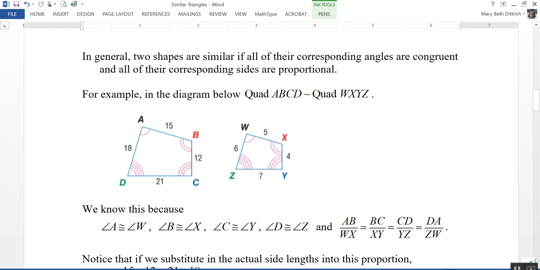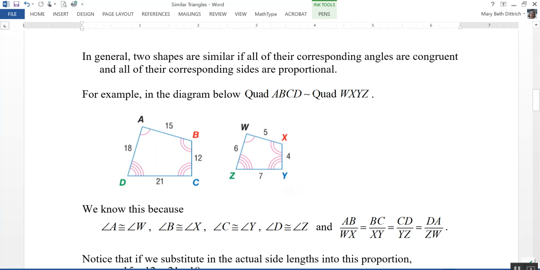In general, two shapes are similar if all of their corresponding angles are congruent and all of their corresponding sides are proportional. So for example, in the diagram below, quadrilateral ABCD is similar to quadrilateral WXYZ. Notice that this little squiggly symbol means is similar to.